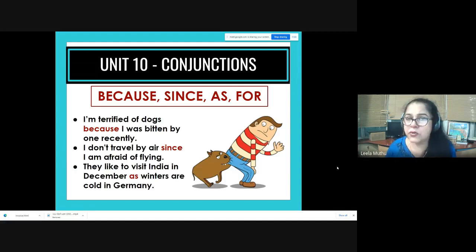As winters are cold in Germany, because winters are cold in Germany, since winters are cold in Germany. Okay, the reason why the first part of the sentence happened. The first part before the conjunction. The reason for the first sentence is sentence number two.